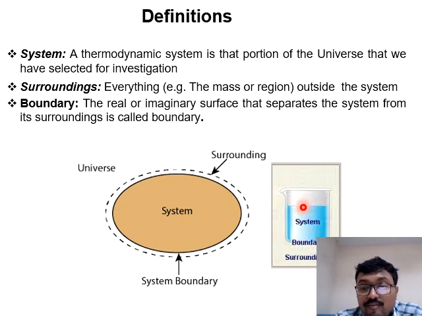For example, if we have water in a beaker and we want to study the water present inside, that water is called the system. Outside of the beaker is the surroundings, and this glass, which separates surroundings and system, is called the boundary wall.